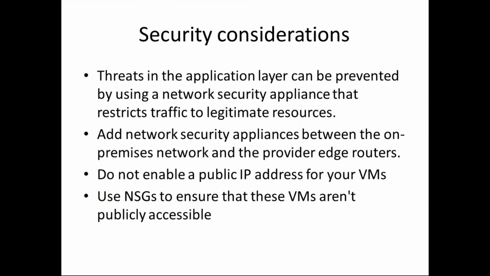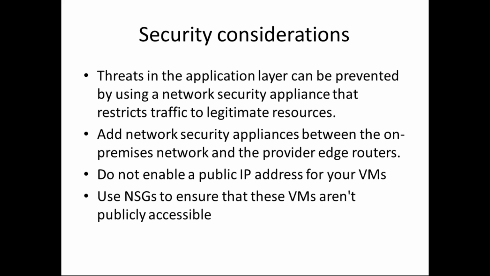This is something we are aware of. Security considerations. Threats in the application layer can be prevented by a network security appliance that restricts traffic to legitimate resources. So when we start provisioning something in the cloud, we cannot dust our hands and say, hey, Microsoft, it's your responsibility because somebody hacked into my infrastructure. You have to have your own application-level intrusion detection and prevention systems in place so that you can allow and deny the right set of traffic. You add network security appliances between the on-premise network and the provider edge routers.